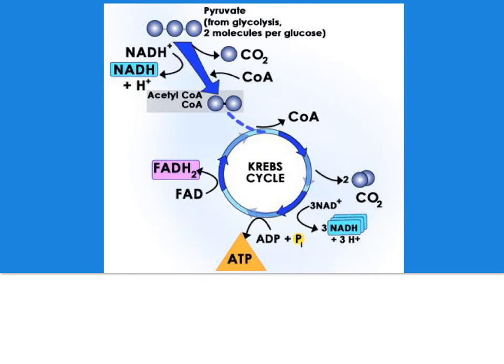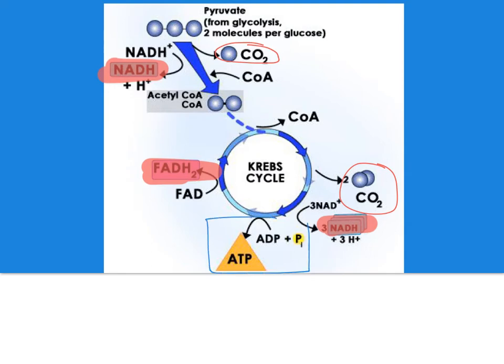Here's just an overview of the Krebs cycle. Here are our electron carriers over here and here. We have carbon dioxide coming off here and here. And we have our ever important ADP coming off here. So these are our important things. We have carbon dioxide, electron carriers, and ATP coming out of this cycle.